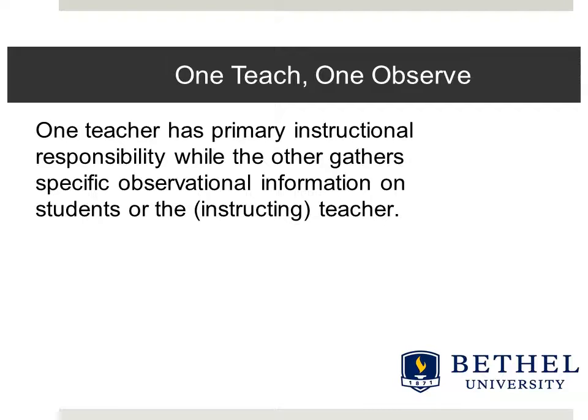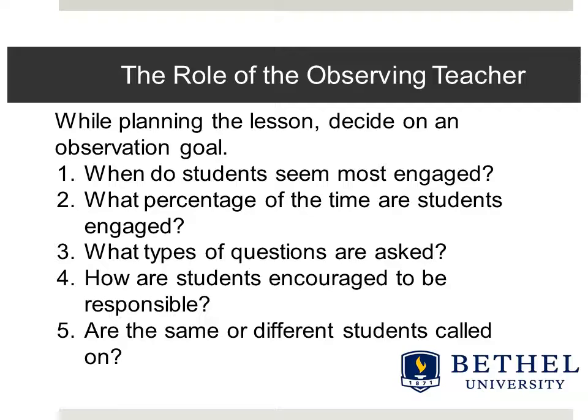When using the strategy One Teach, One Observe, one teacher has primary instructional responsibility, while the other gathers specific observational information on students or the instructing teacher. Prior to using the strategy, co-plan the lesson and decide on an observational goal. In other words, while one teacher is teaching, what should the observing teacher be looking for? This may be one goal, or you could select a couple.